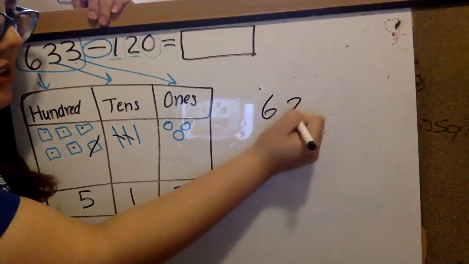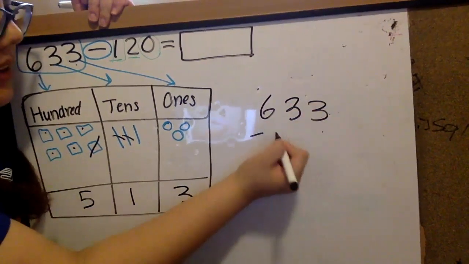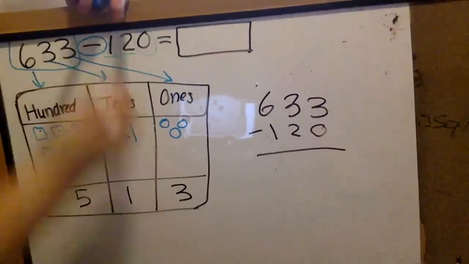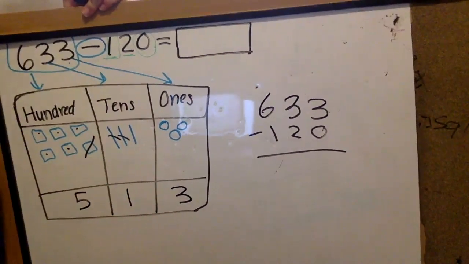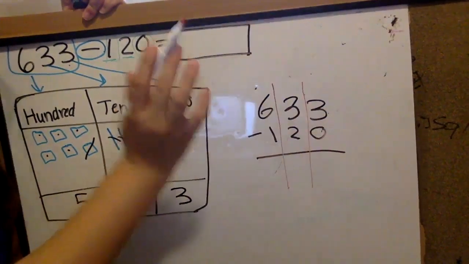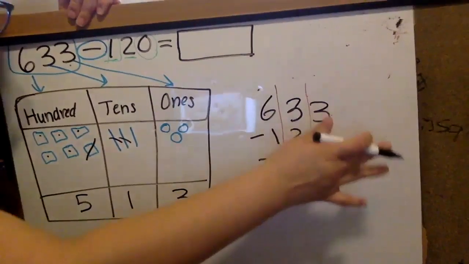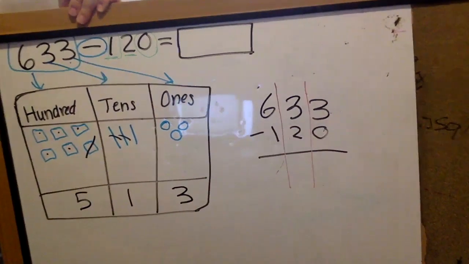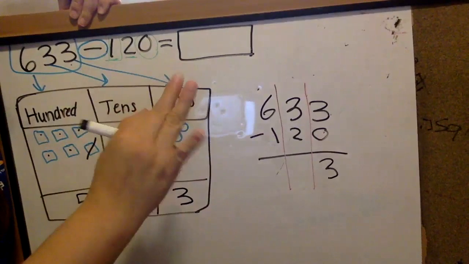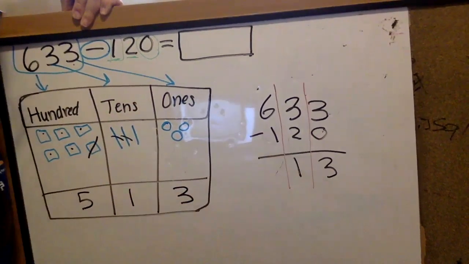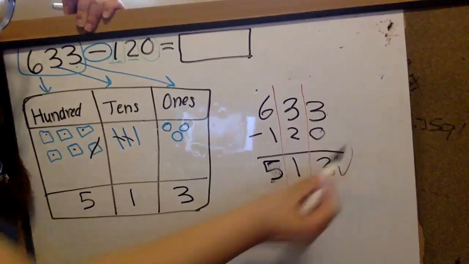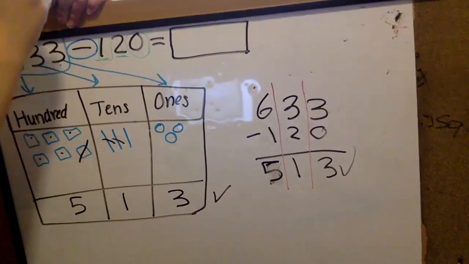We have 633 minus 120. Remember, I think this helps me when I draw lines, that way I know that I have to work on one number at a time. Start from the right, work our way. So 3 minus 0 is 3. We have 3 minus 2, it's 1. Then we have 6 minus 1, 5. So it's 513. My drawing worked.